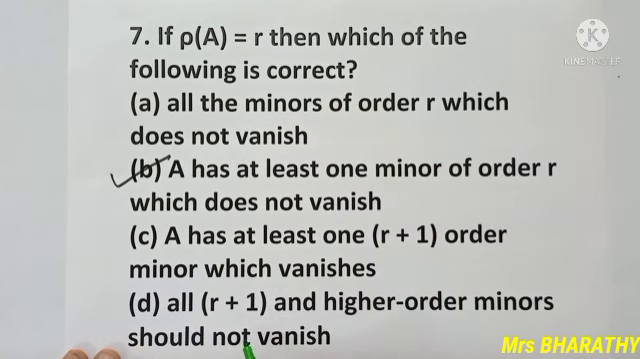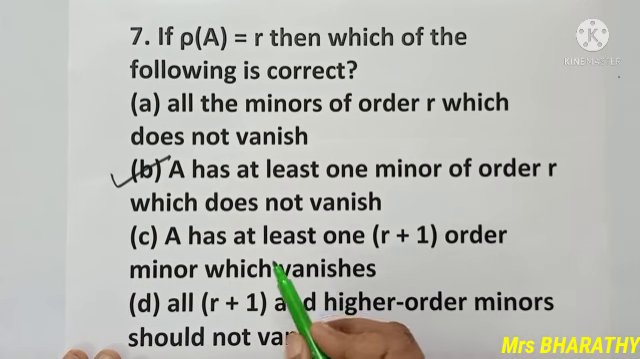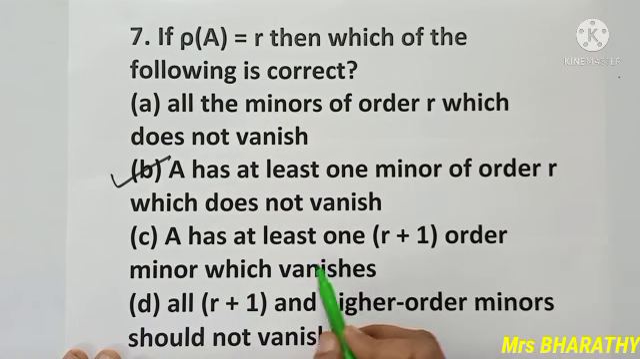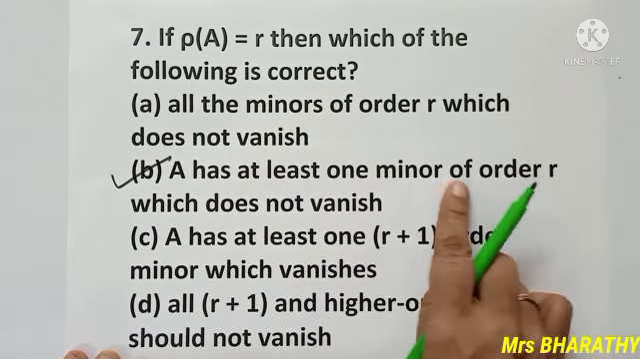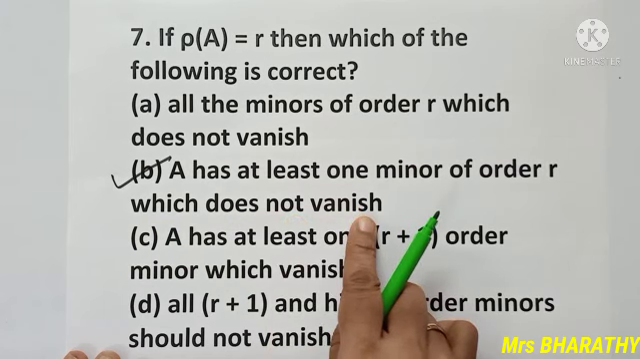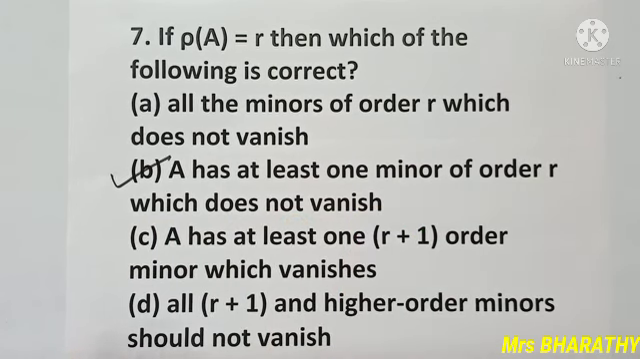Option number C. At least one r plus 1 order minor which vanishes. Here we should have had all the r plus 1 order minors should vanish. Given at least one is wrong, all the r plus 1 order minors should vanish. And the last one, all r plus 1 and higher order minors should not vanish. Actually, should vanish should come. Should not vanish given, so that is also wrong. So out of the 4, at least one minor of order R which does not vanish is the suitable choice.